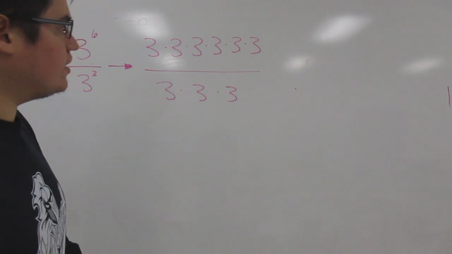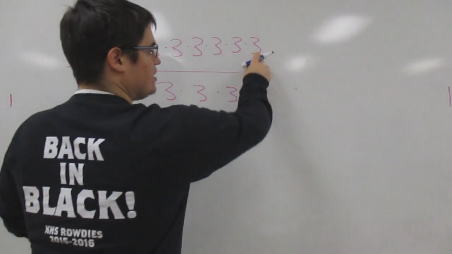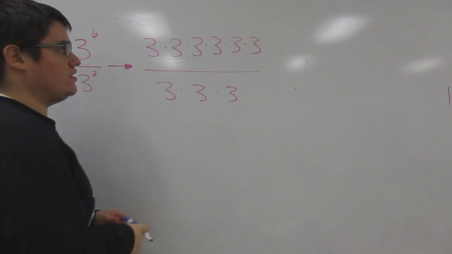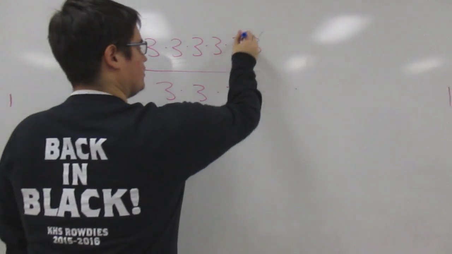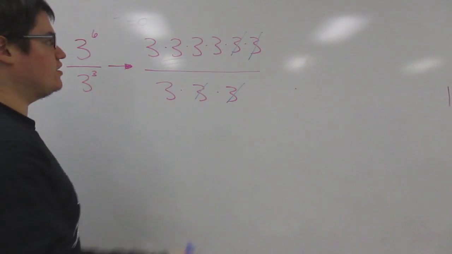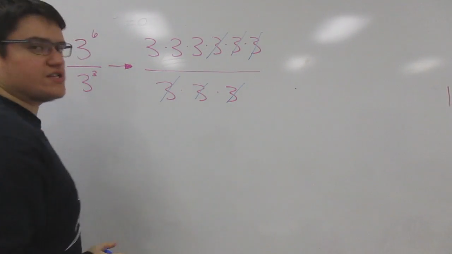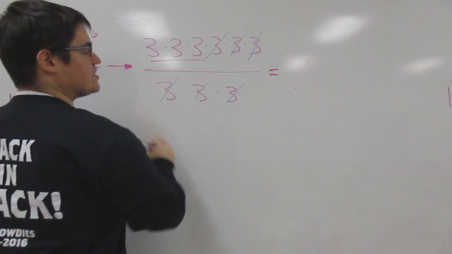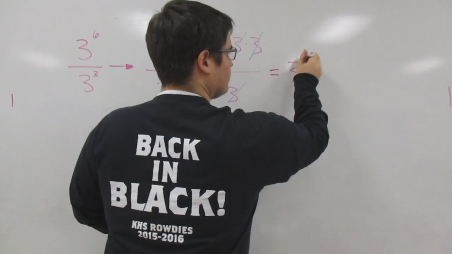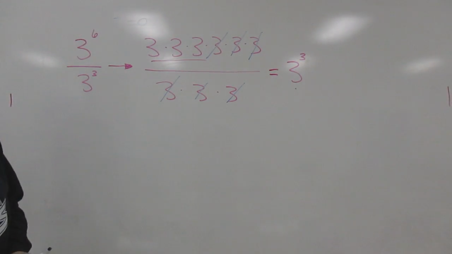Now, if we look, these 3's kind of factor out to 1. So that one factors out to 1 there. This one factors out to 1 here. This one factors out to 1 there. And we're left with 3 of these guys, or 3 to the 3rd power.